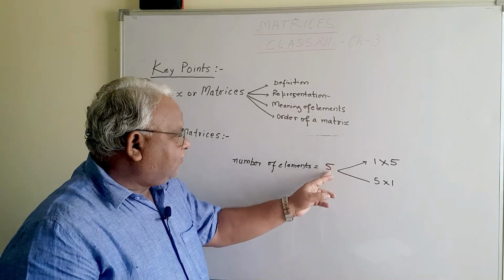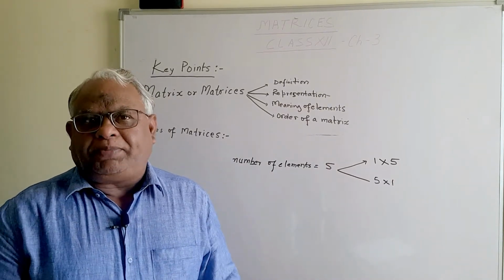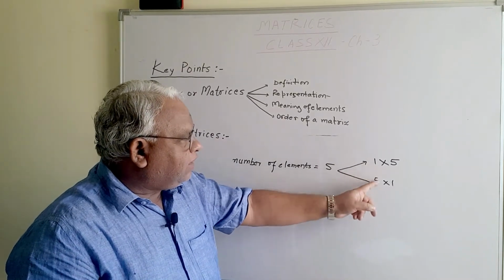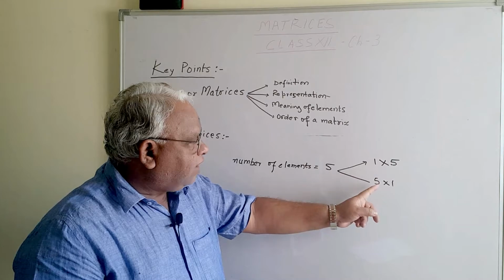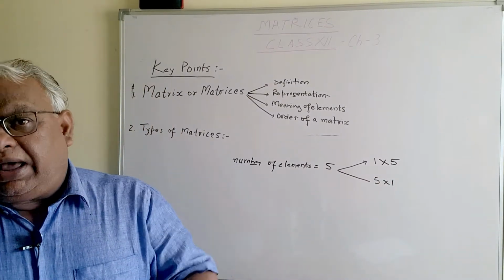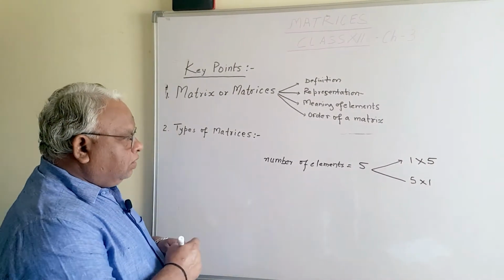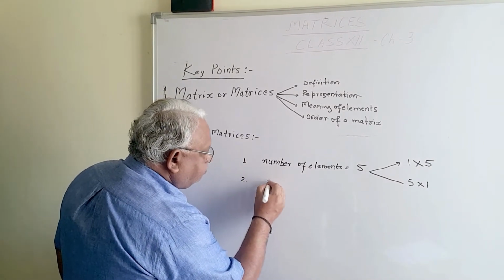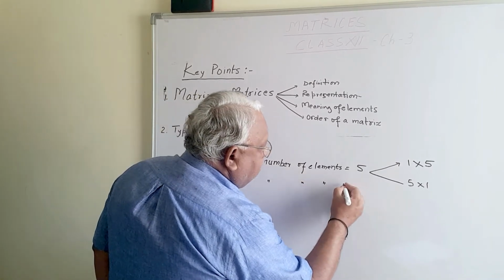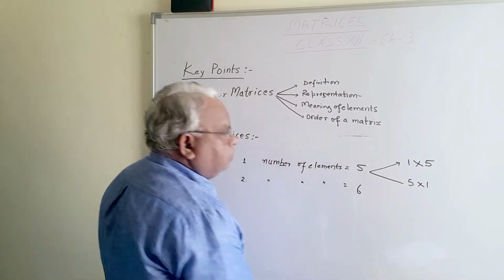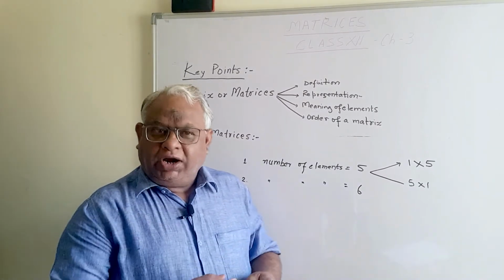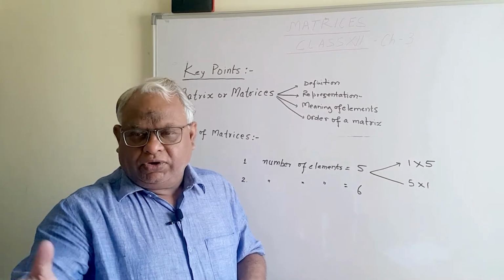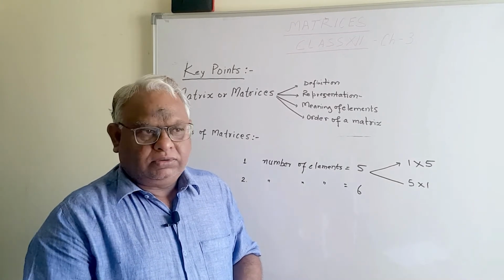So you know that since this value is a prime number, you can have only two possibilities. Later on you will understand what is the difference between 1 into 5 and 5 into 1 when I proceed further. Now the second question is, if number of elements is 6, will it be possible for you to answer this? Anybody can answer? Give me the answer.